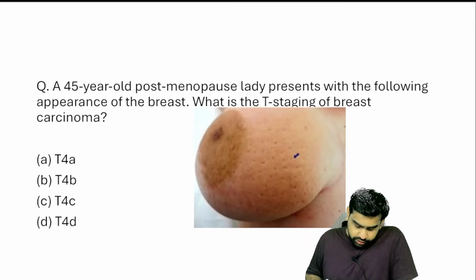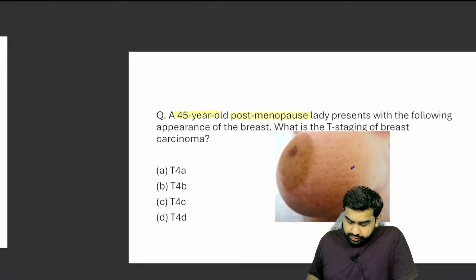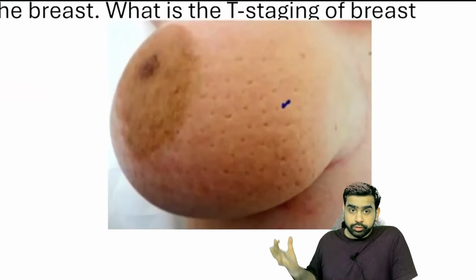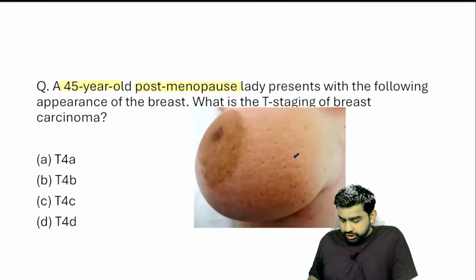Okay, now there is a 45-year-old post-menopausal lady presenting with the following appearance on the breast. What is the T stage of the breast cancer? Just look at this particular image of the skin of the breast, and can you please tell me what is the T stage of this particular breast cancer? Is it T4A, T4B, T4C, T4D?